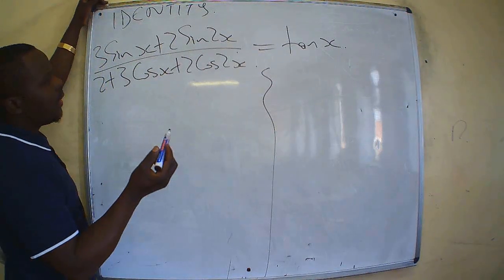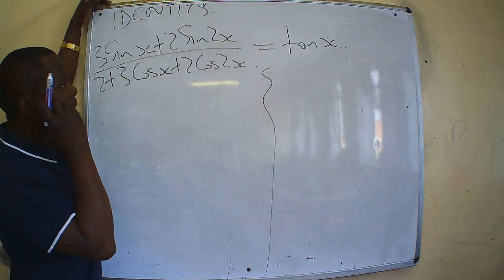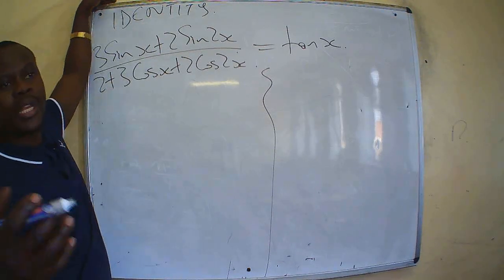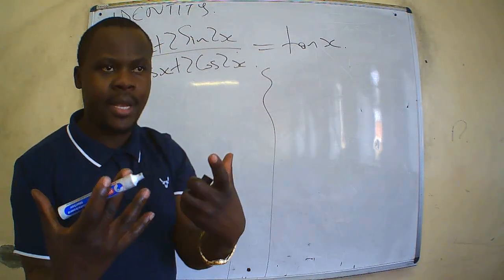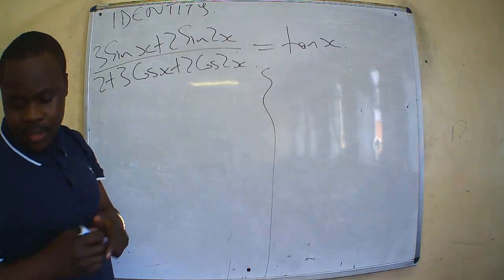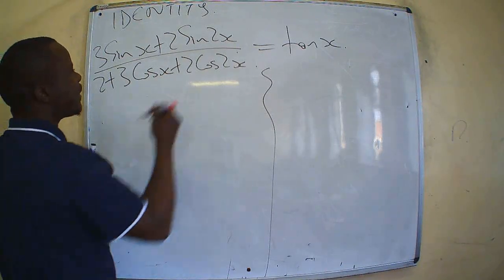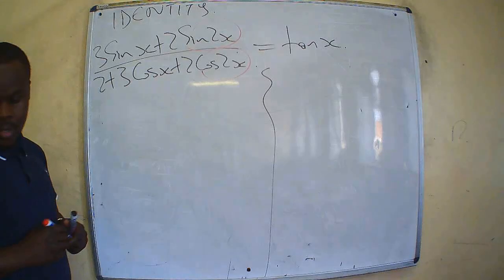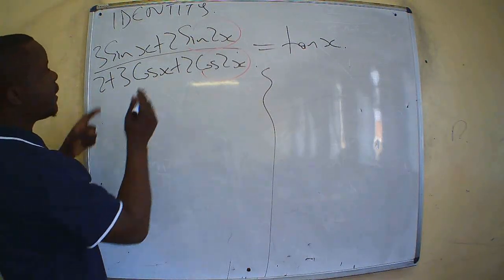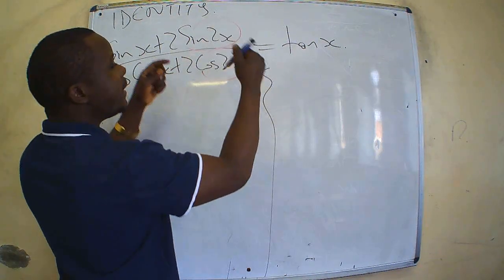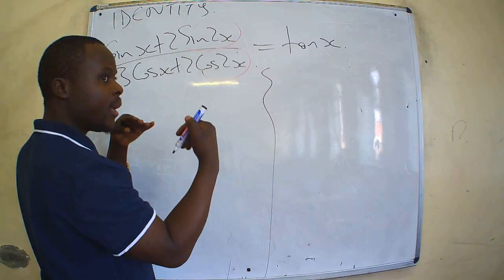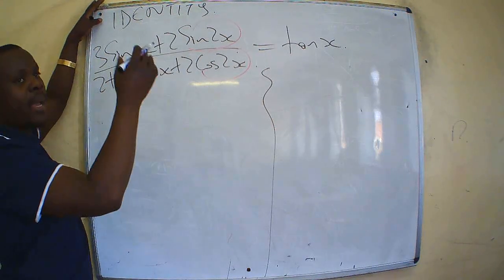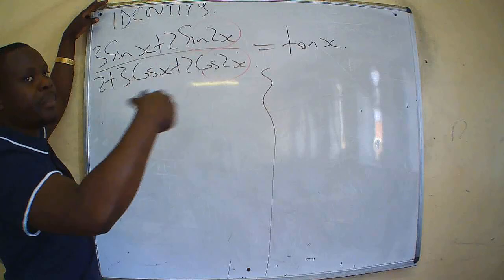Since it's a fraction, we need to identify any compound angle or double angle, anything that is identity ready. In this case, we have sine 2x and cosine 2x. To get tan x, we must understand it is sine over cos. On the numerator, everything that has to do with sine and cosine must be isolated.